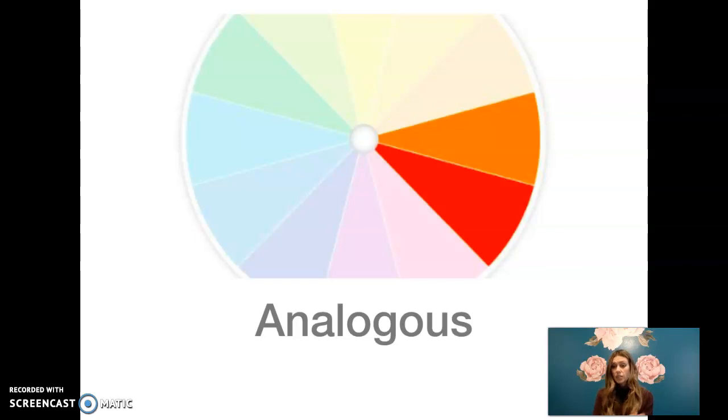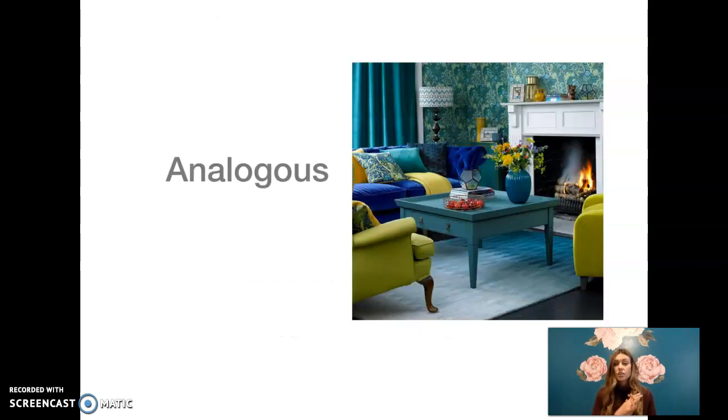An analogous color scheme uses colors that are right next to each other on the color wheel. So here we see orange and red being used together. One of my favorite analogous color schemes would be green and blue. In this picture, you also see some yellow added in. But if you think about it, green, blue, yellow are all right next to each other on the color wheel. They can be really warm, inviting. It's not as energizing as, say, some of the later color schemes I'm going to talk about.